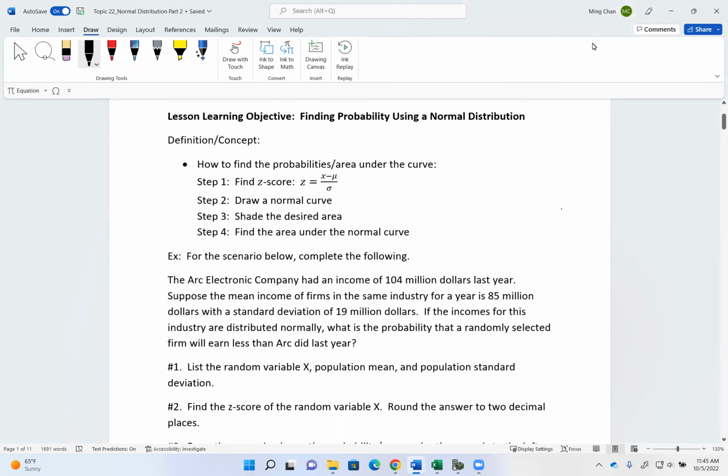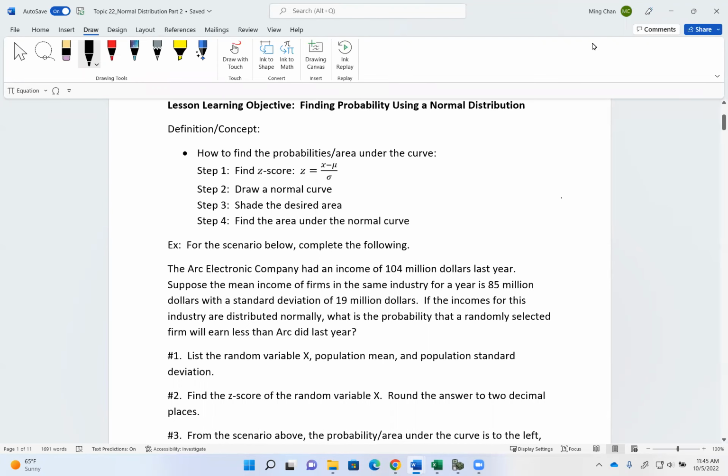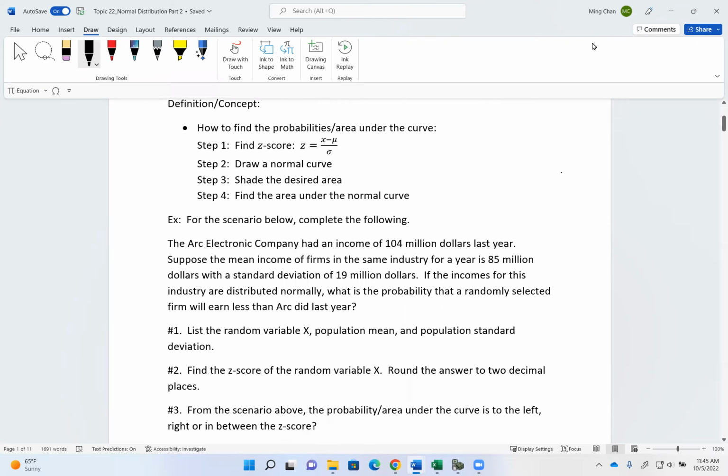All right, so how do I find probability, area under the curve, for application problems? Basically, we're going to find the z-score, draw a normal curve that helps us know exactly where on the graph I'm looking, shade the desired area under the curve, and then find the area under the normal curve. So we're going to do all four steps, and I also add a couple of extra steps to help us find the z-score.